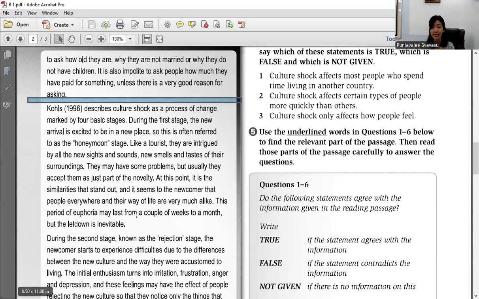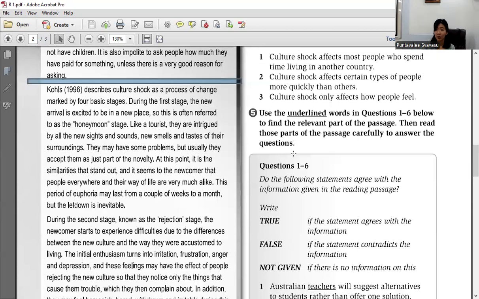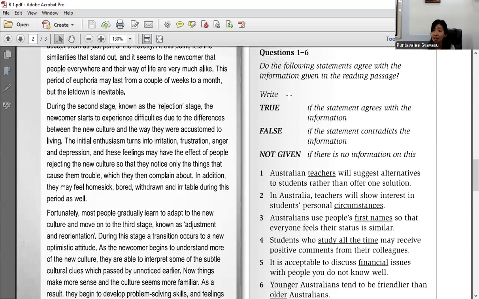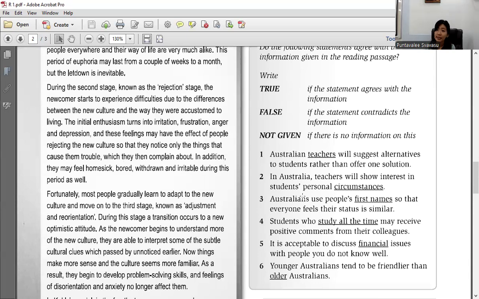It depends. Okay, let's have a closer look at questions 1 to 6, and this one is a true, false, not given question. In this test, you have to find the information from the text. If it's true, you would find a sentence in the text, and the information is more or less the same. The information is the same, but of course the wording, grammar, and vocabulary will be different because they want to test your language.